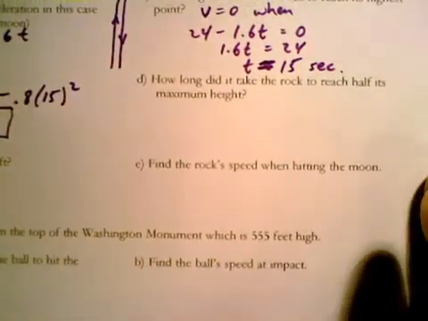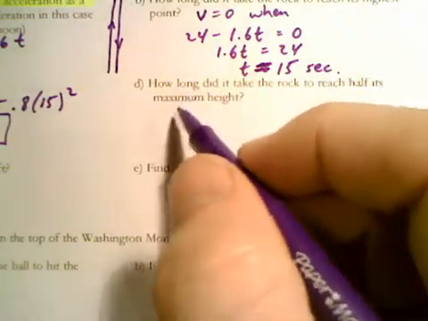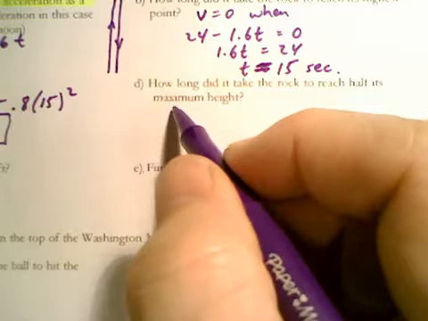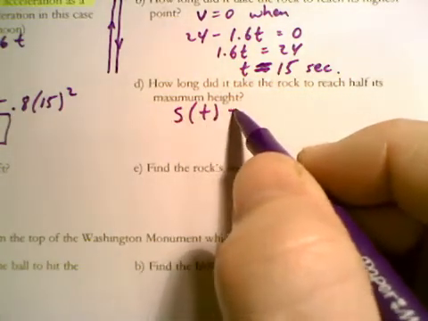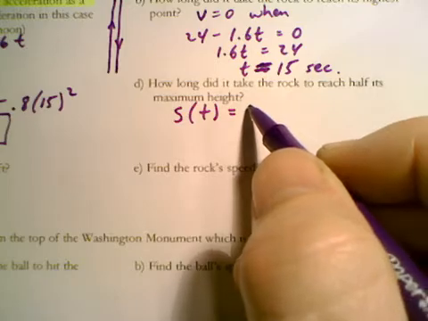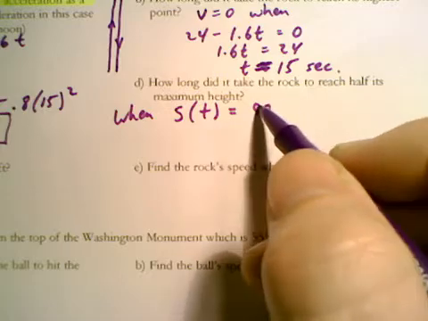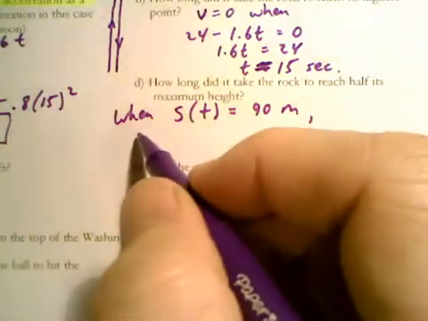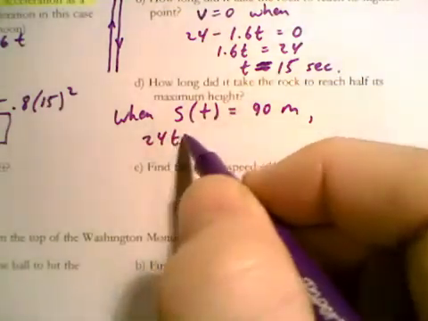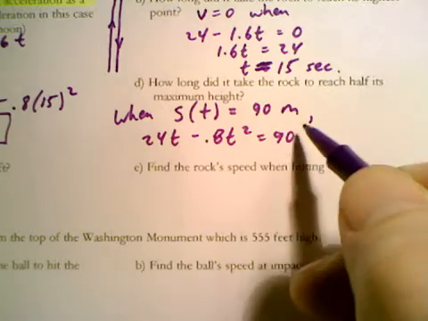So part B, how long did it take the rock to reach half its maximum height? Okay, so we want to know how long it took the rock to reach half. We want to know what the position is when the position is equal to half its maximum height, so 90 meters. When that equals 90 meters, then 24t minus 0.8t squared is equal to 90.